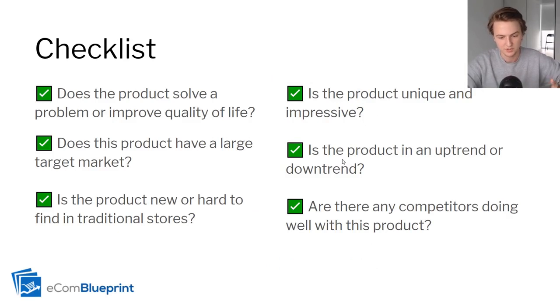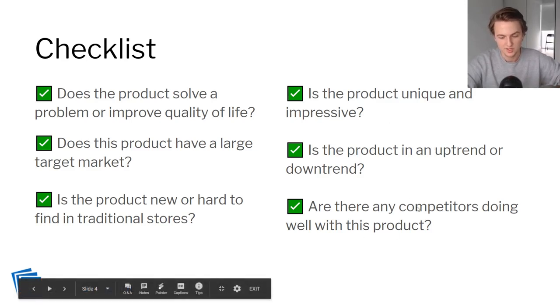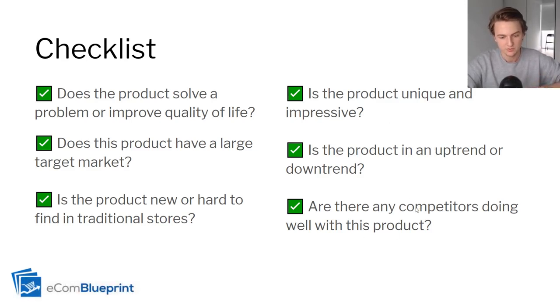Is the product in an uptrend or downtrend? It's in an uptrend. If you look on Google Trends, if you look up seat cushion in the last 5 years, it's just been a steady uptrend. So there's increasing demand for seat cushions over time. Are there any competitors doing well with this product? Yes. Before I tested it, I went on AdSpy, and I'm going to show you this in a sec, and I found a few competitors just to make sure that it was selling. It was in fact selling.